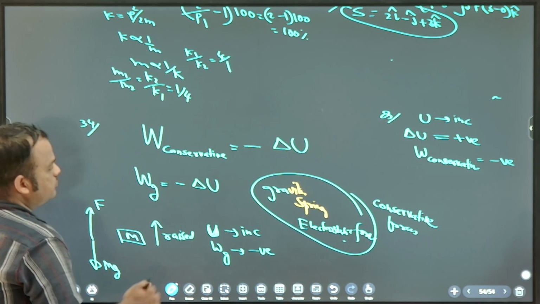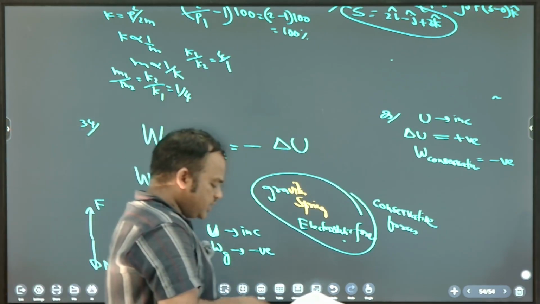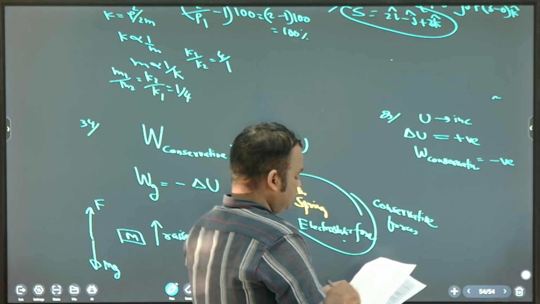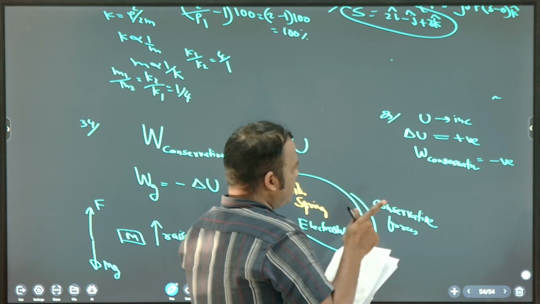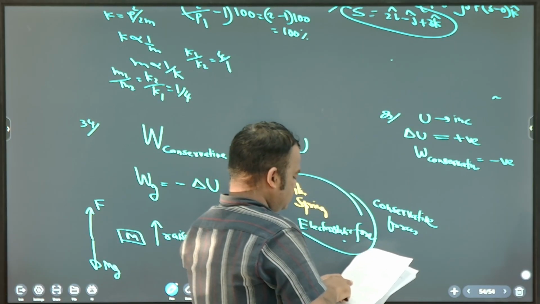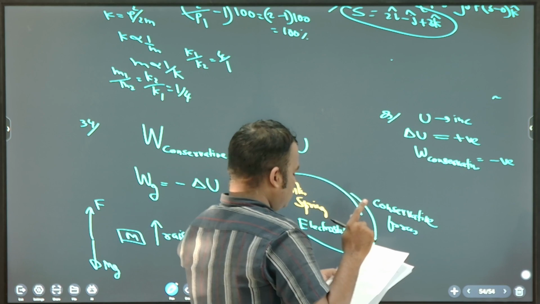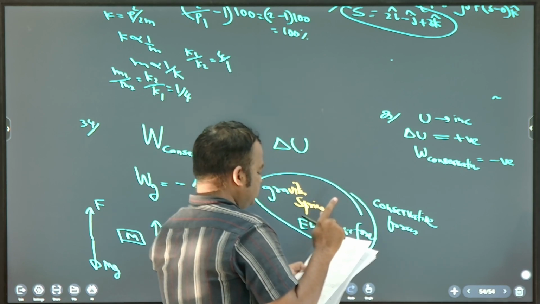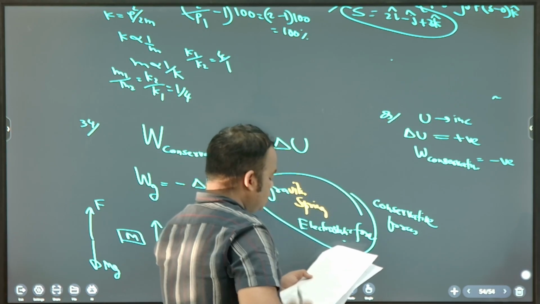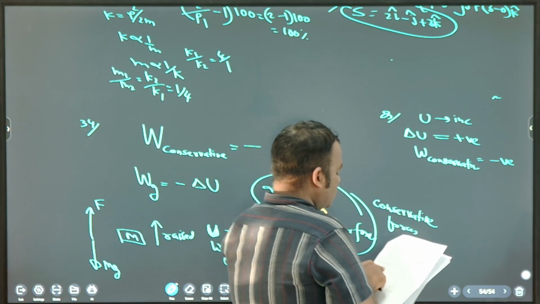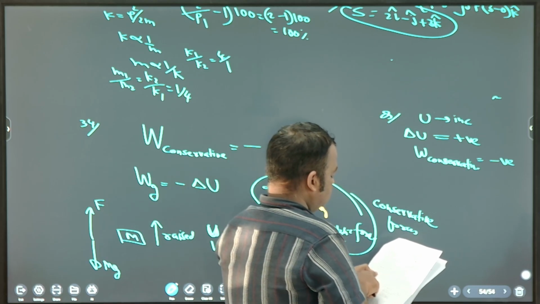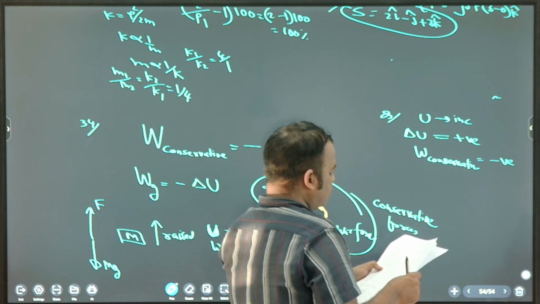So come to the question again. So I think the third option is correct. Oh, sorry, second. W conservative is negative means work is done against the conservative force. Work is done by a system against the conservative force. Second is correct.